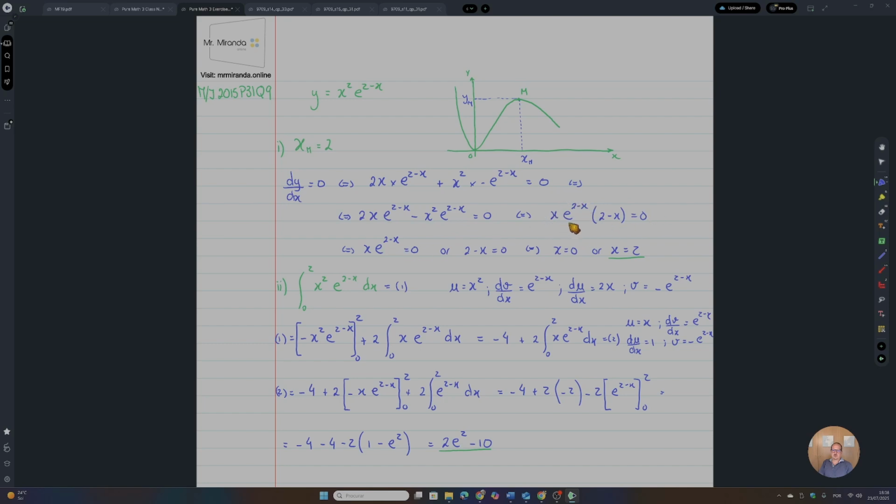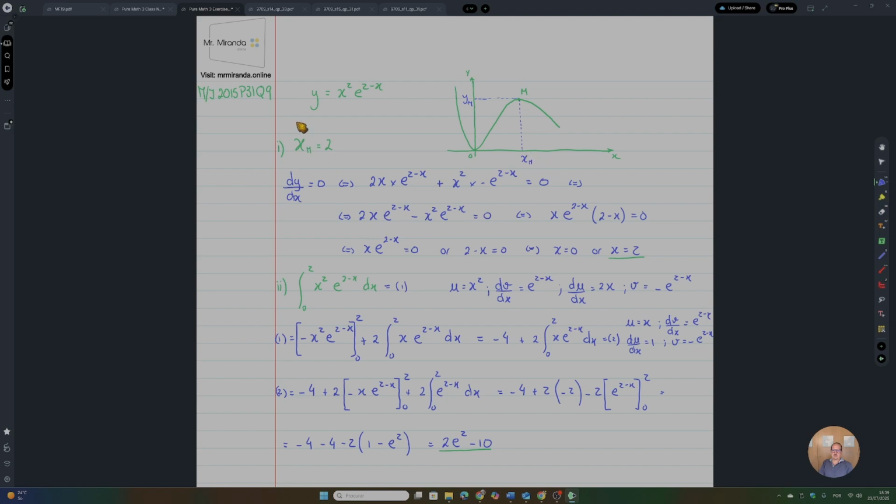Once I have everything factorized, I equal each one of the factors to 0. The first one is 0 only when x is 0. The second one is 0 when x is 2. This one is obvious, corresponds to this point over here, which is the origin. This one is the one that we want.